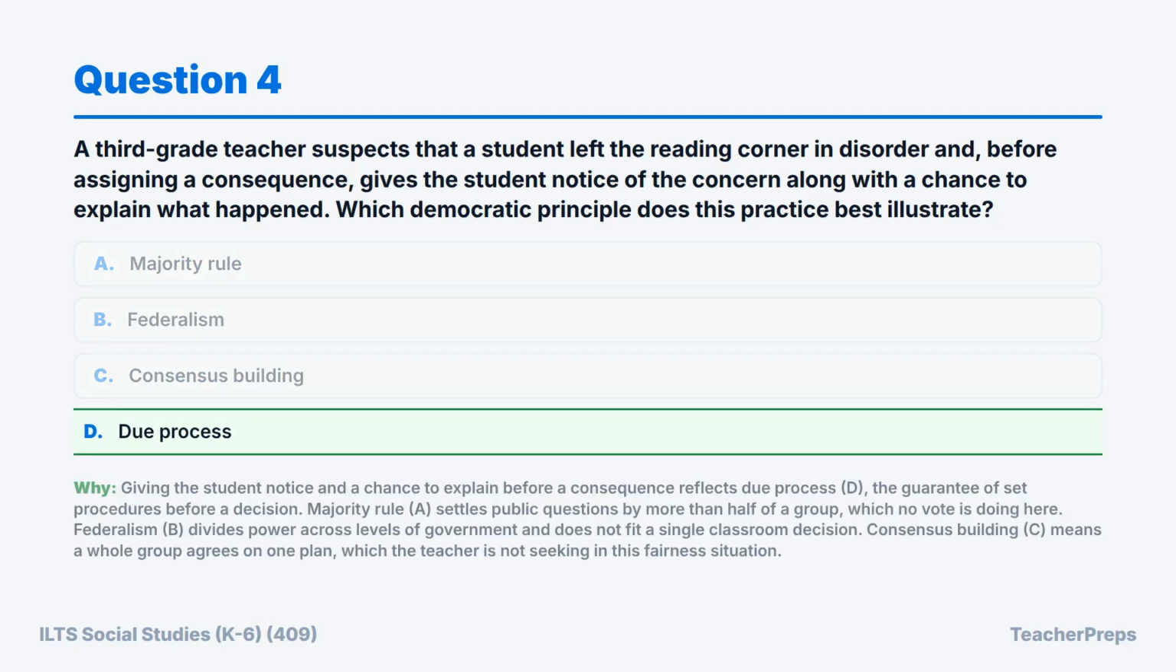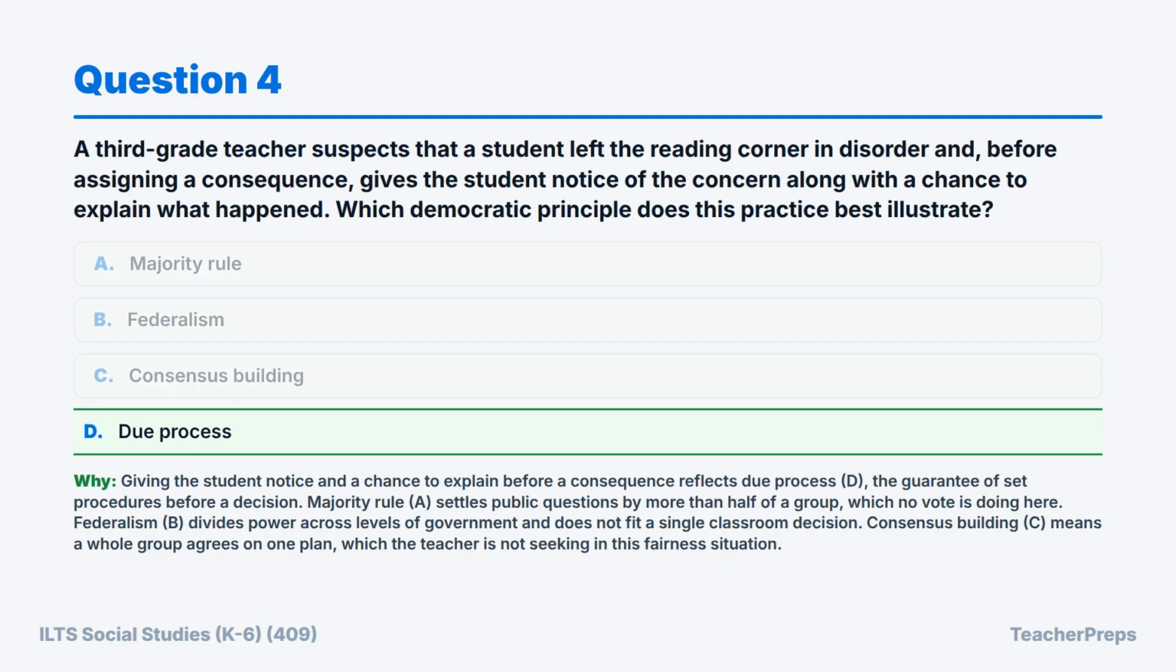The correct answer is D, due process. Giving the student notice and a chance to explain before a consequence reflects due process. D, the guarantee of set procedures before a decision. Majority rule. A, settles public questions by more than half of a group, which no vote is doing here. Federalism. B, divides power across levels of government and does not fit a single classroom decision. Consensus building. C, means a whole group agrees on one plan, which the teacher is not seeking in this fairness situation.